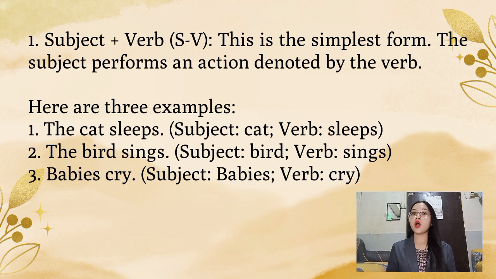Let's define what is subject plus verb. So this is the simplest form. The subject performs an action denoted by the verb. Here are the three examples. Number 1, the cat sleeps. So our subject here is the cat, while our verb here is sleeps. Second, the bird sings. Our subject here is the bird, while our verb here is sings. Third, babies cry. Our subject here is babies, while our verb here is cry. So this is the simplest form where the subject performs an action described by the verb.